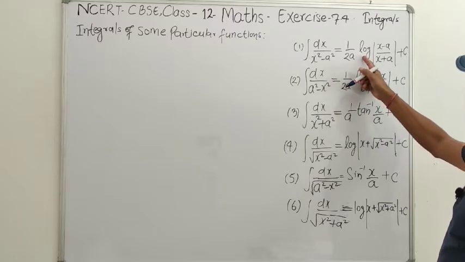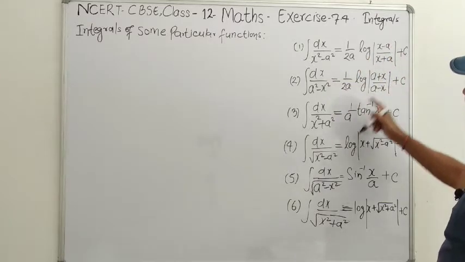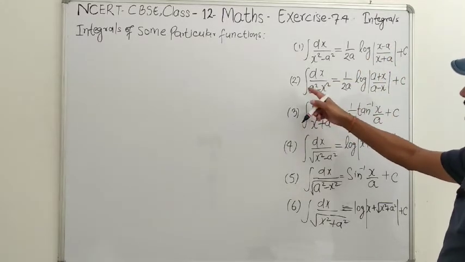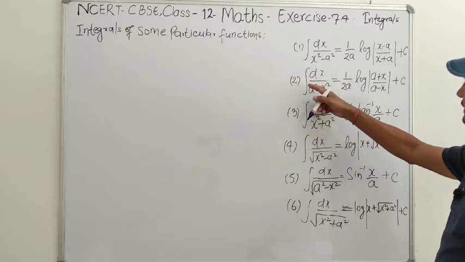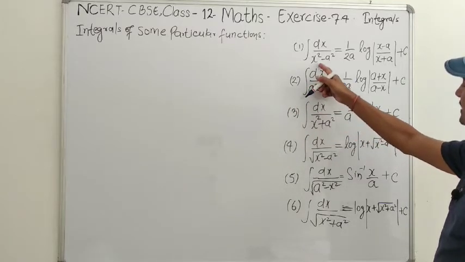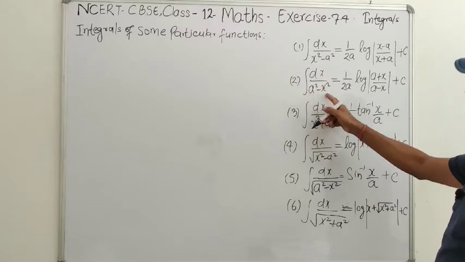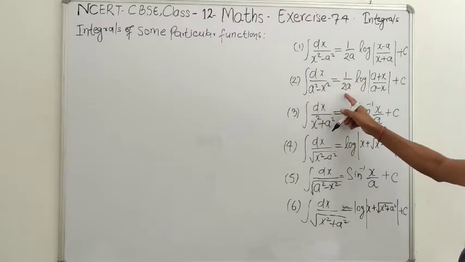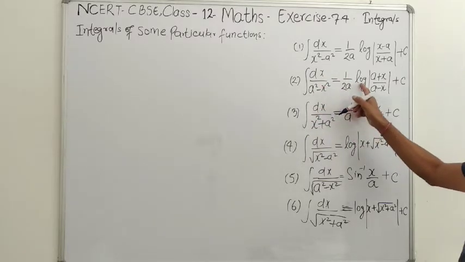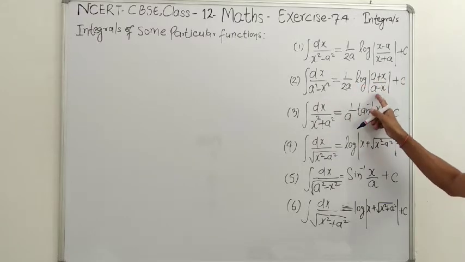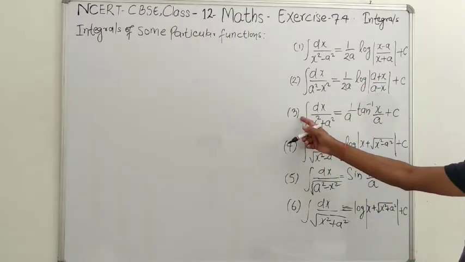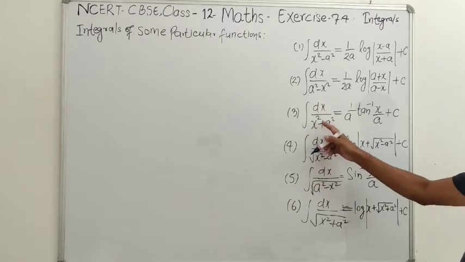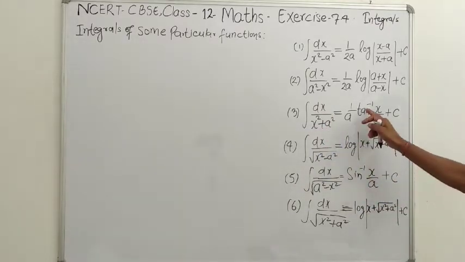2a log mod of x minus a by x plus a plus c, and second one is integration of dx by, it was x square minus a square, but it is a square minus x square, equal to 1 by 2a log of a plus x by a minus x plus c. Now number 3, integration of dx by x square plus a square equal to 1 by a tan inverse x by a plus c.